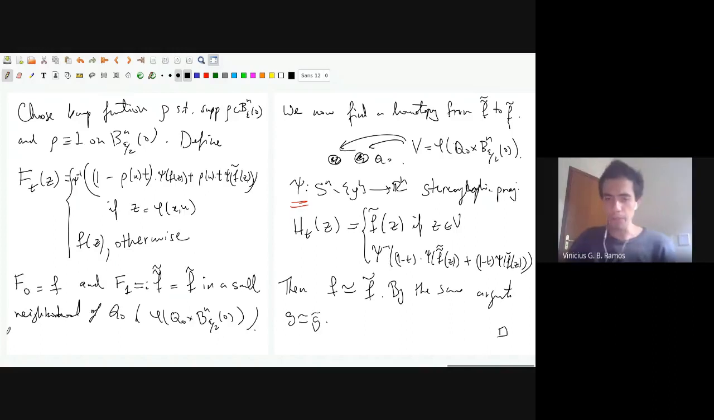And the second step was: once you know that you have two functions that have exactly the same pre-images, how do you define a homotopy from one to the other? Okay, so that's the proof of Hopf's theorem. Okay, any questions?